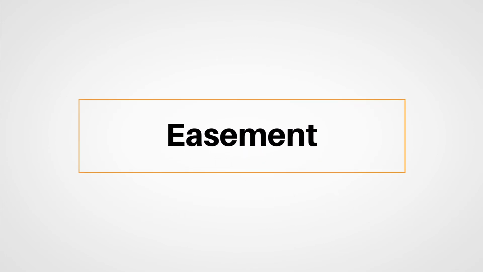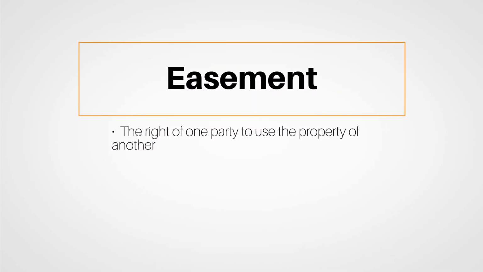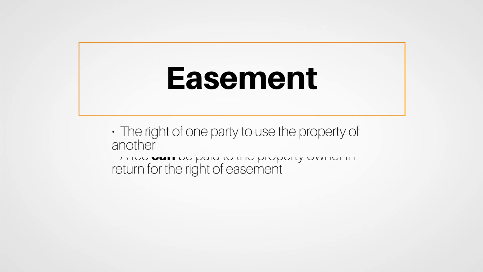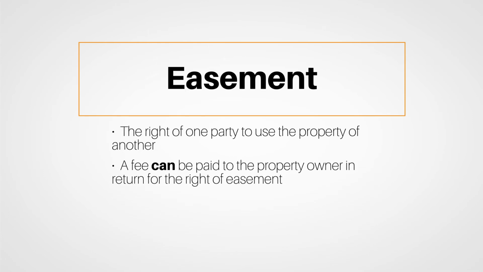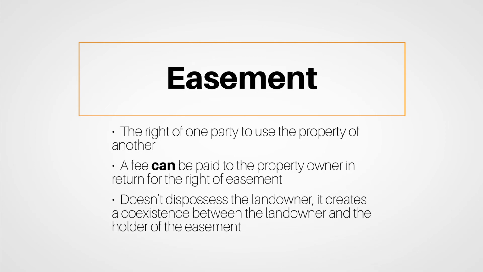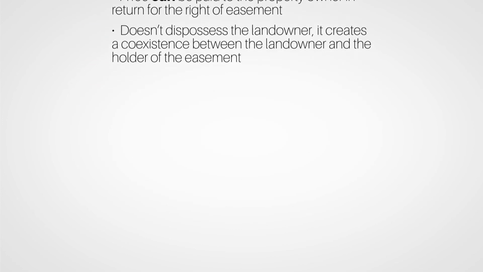An easement is the right of one party to use the property of another party. A fee can be paid to the property owner in return for the right of the easement. An easement, therefore, doesn't dispossess the landowner. Instead, it creates a coexistence between the landowner and the holder of the easement.